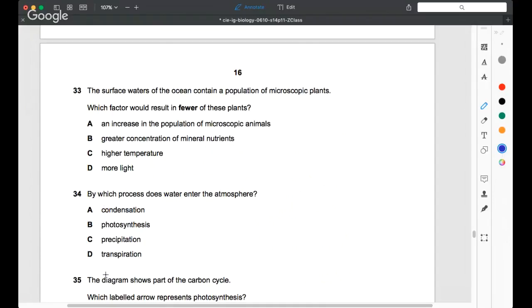And transpiration is the process by which water is drawn up from the ground through roots to the plant, and then exits into the atmosphere as gaseous water through the stomata in the plant leaves. So it's going to be D.